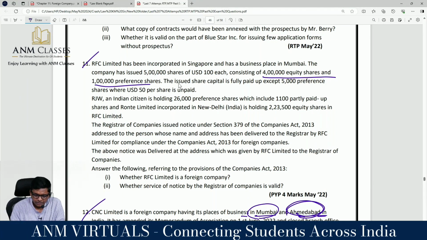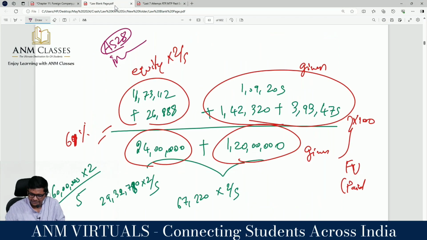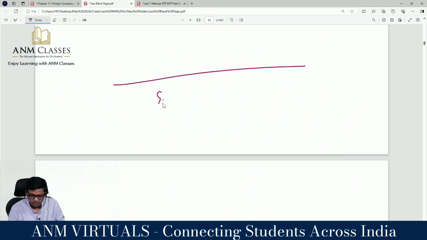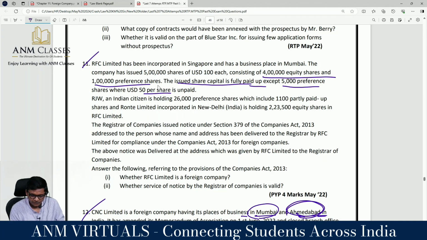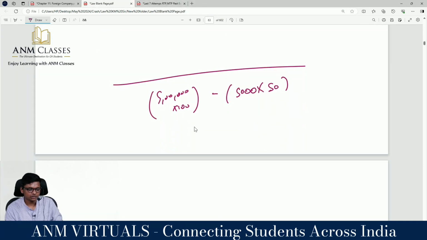Okay. The issued share capital is fully paid up except 5,000 shares of 50. So what do you have to do for the denominator? 5 lakh into 100. Let's do the whole thing itself. For the denominator, 5 lakh into 100 minus 5,000 into 50. Are you getting the logic, guys? How much are you getting? 4 crore 97 lakh 50,000. Are you getting it? Paid up value. Call scenarios you will remove.